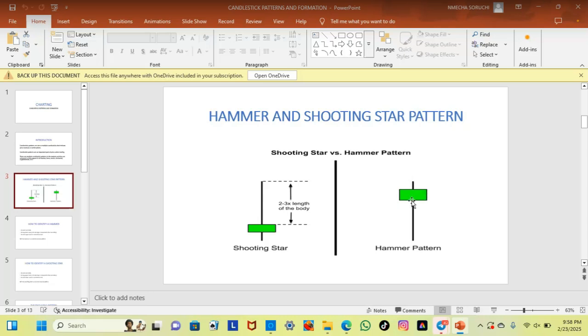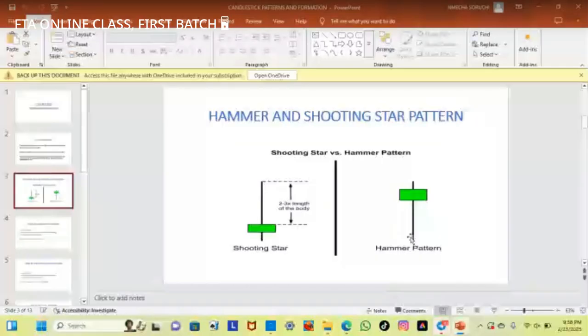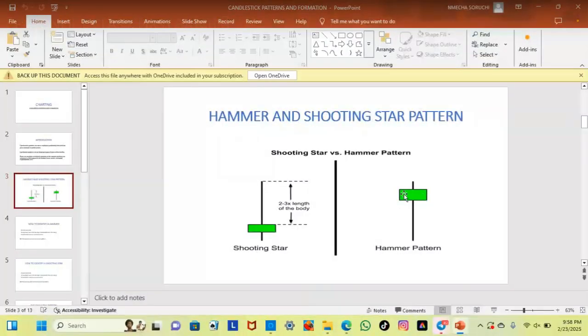It has a small real body. It has a long lower wick that is 2 to 4 times larger compared to this body. If you see any candlestick like this and the wick below it is not 2, 3 or 4 times larger than this real body, you know that it is not a hammer pattern. So the hammer must have a long lower wick, and a small upper wick or sometimes none.